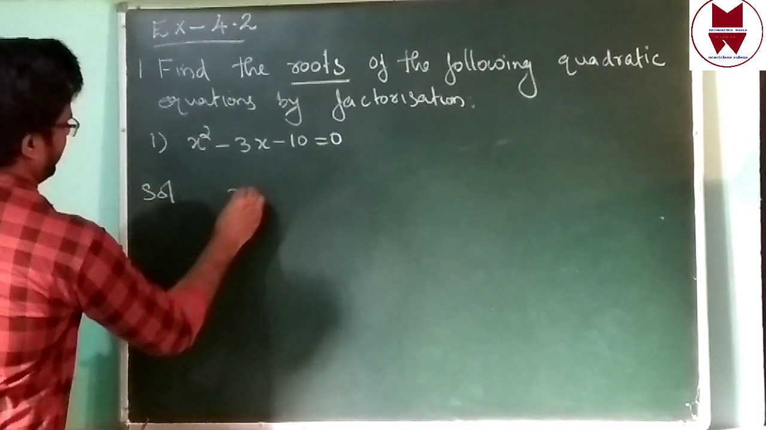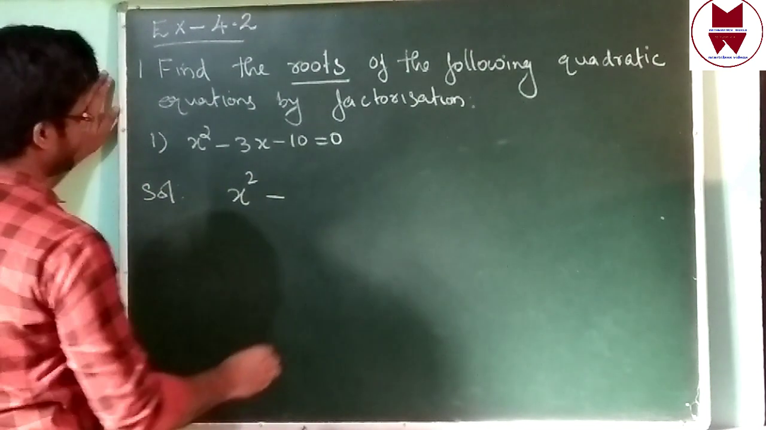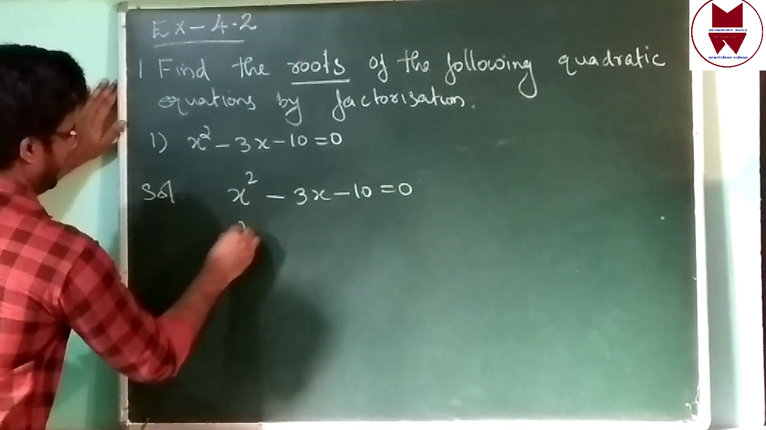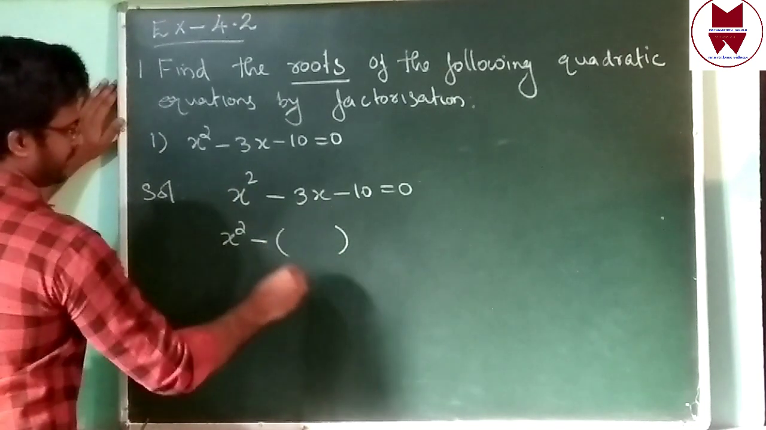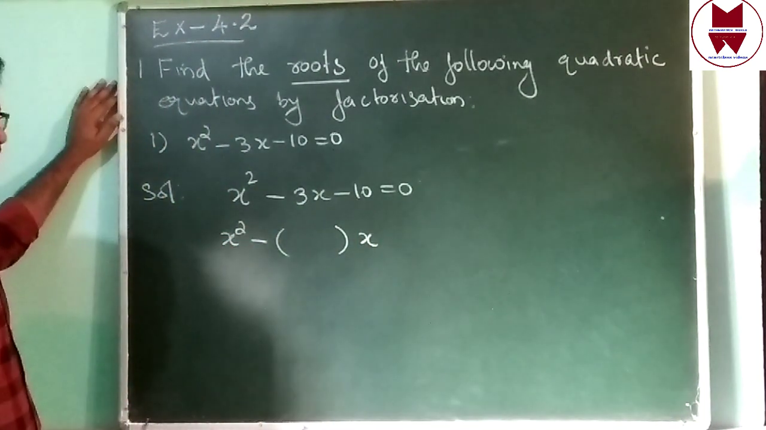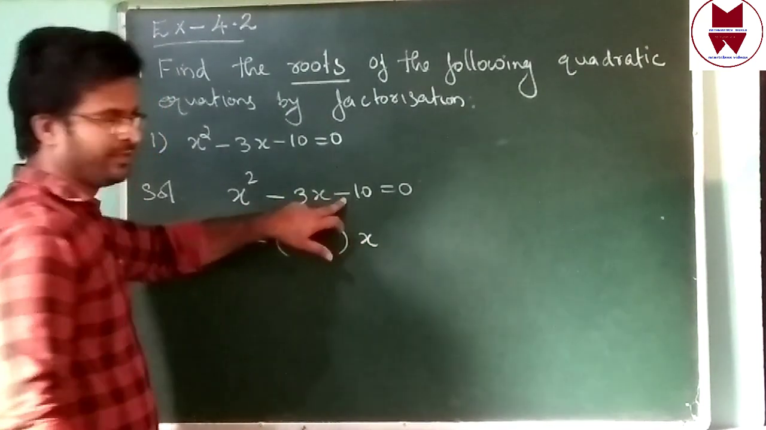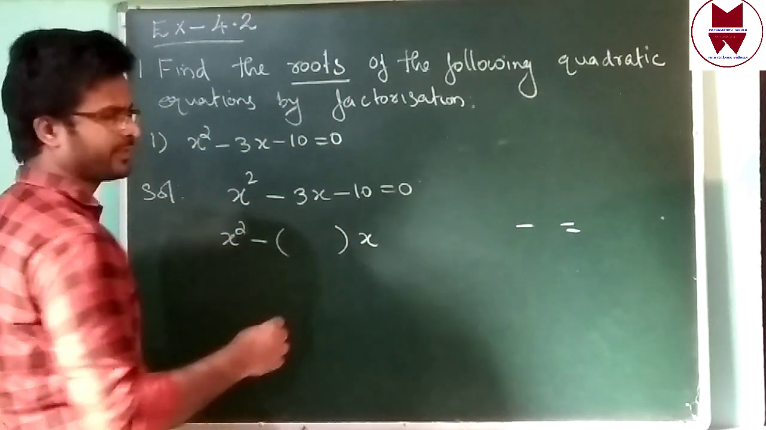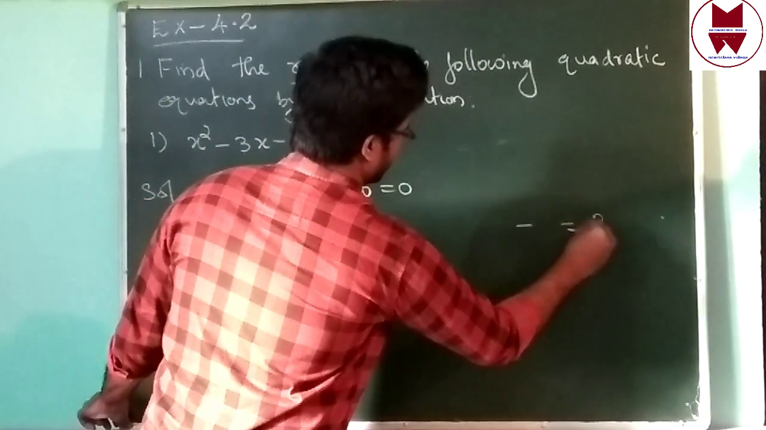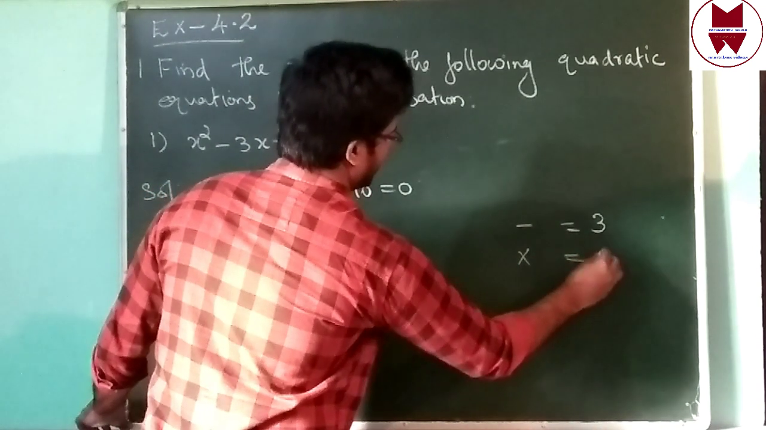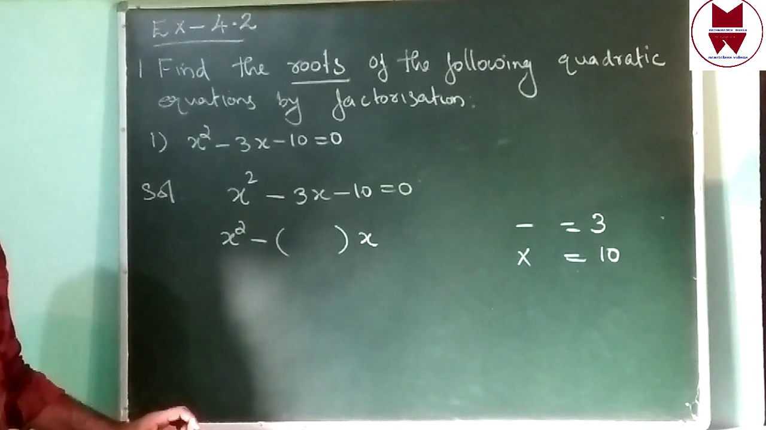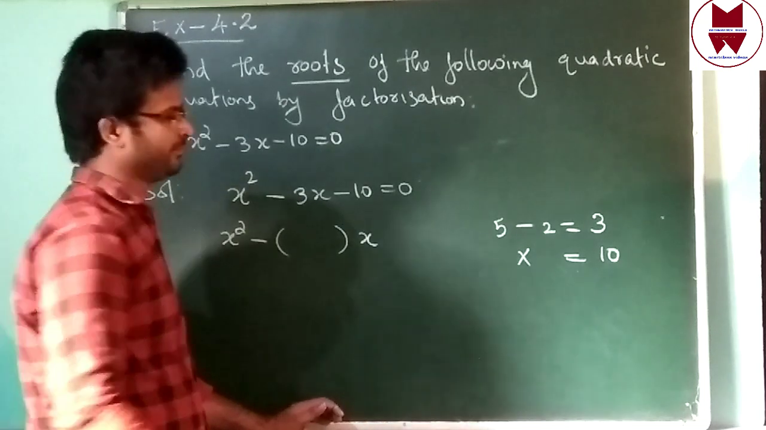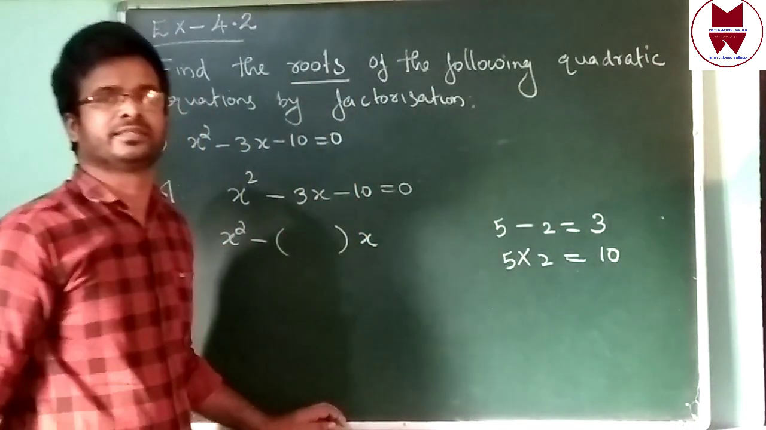Let's start. x square minus 3x minus 10 equal to 0. We have to split this 3. What will we do, addition or subtraction? Here, what is the sign of the constant? Minus, isn't it? That means we will use subtraction. When you subtract two numbers, we need the answer 3. When you multiply those same numbers, we need the answer 10. Which are the numbers? 5 and 2. 5 minus 2, how much? 3. Then 5 into 2, 10.